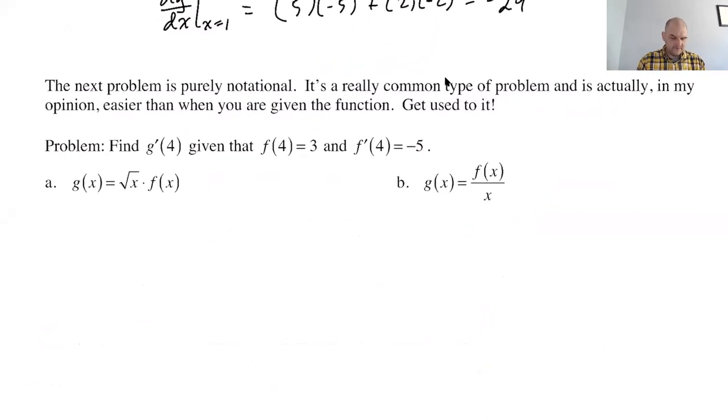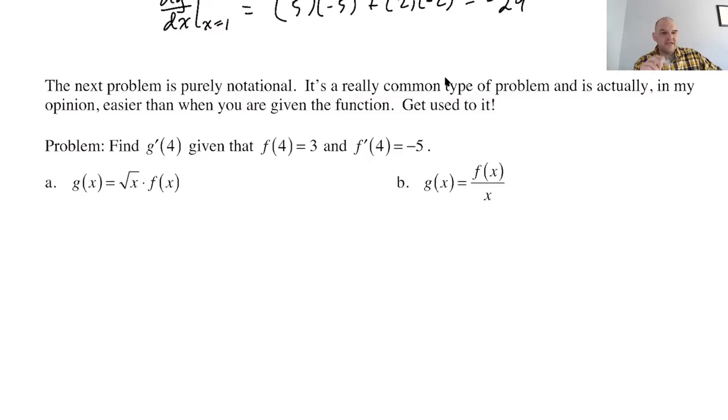So let's see. We're finding g prime. Let me start over. We're going to find g prime of 4, given that f of 4 is 3 and f prime of 4 is negative 5. So this must be enough information to do it. Look at part A. g of x is the square root of x, which I'm thinking of as x to the 1/2 because rational exponents far exceed radicals as far as calculus goes.